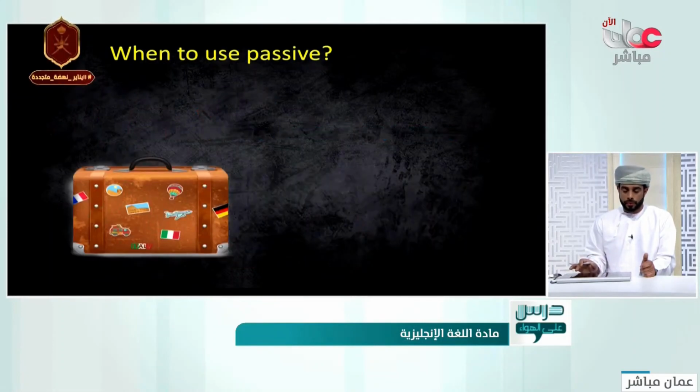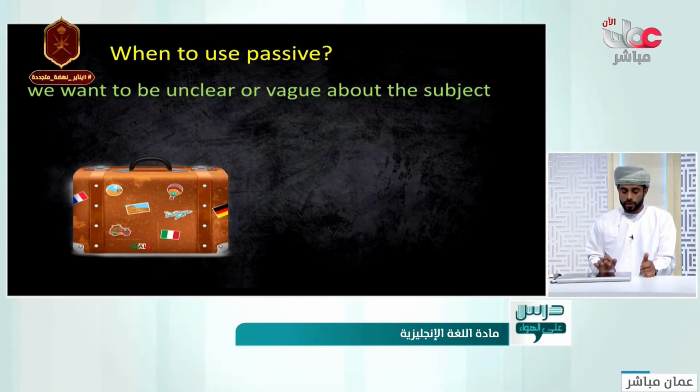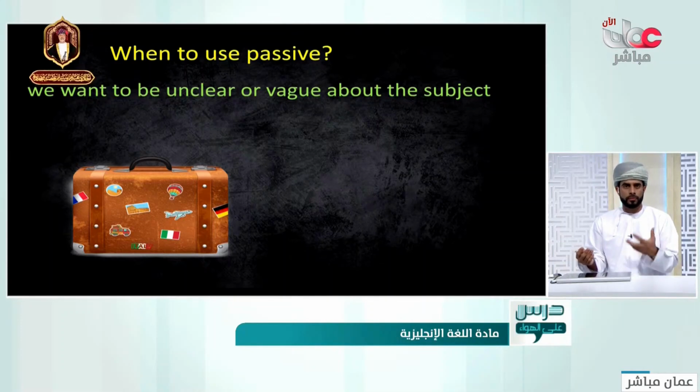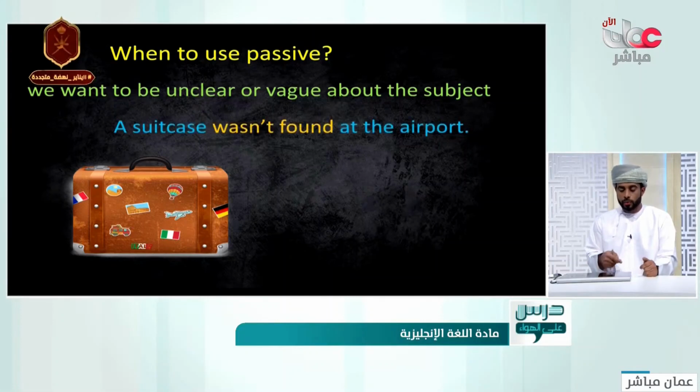Another usage of the passive is when we want to be unclear about something. For example, I said, a suitcase was found in the airport. I'm not being clear. Which suitcase? What about that suitcase? Something wrong with that suitcase, for example. So, to be unclear or vague about the subject. Like in here, a suitcase wasn't found or was found at the airport.